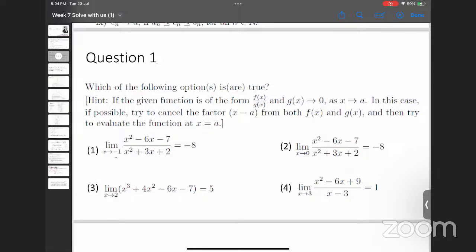We need to evaluate. All evaluate means is: is this correct or not? You have 4 different problems. You can consider it as 4 different limit problems. So you just have to solve it and check whether the left hand side and the right hand side are equal or not.